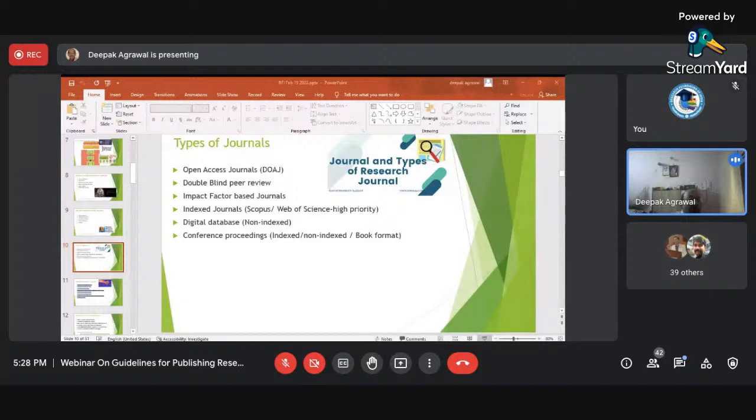Third type of journal, that is the impact factor based journal. Again, more weightage is provided to the impact factor based journal as compared to double blind peer review. Impact factor is again the indication about the journal: how many times the journal has been accessed by others, and how many times your paper has been accessed by others, downloaded, and cited by others.